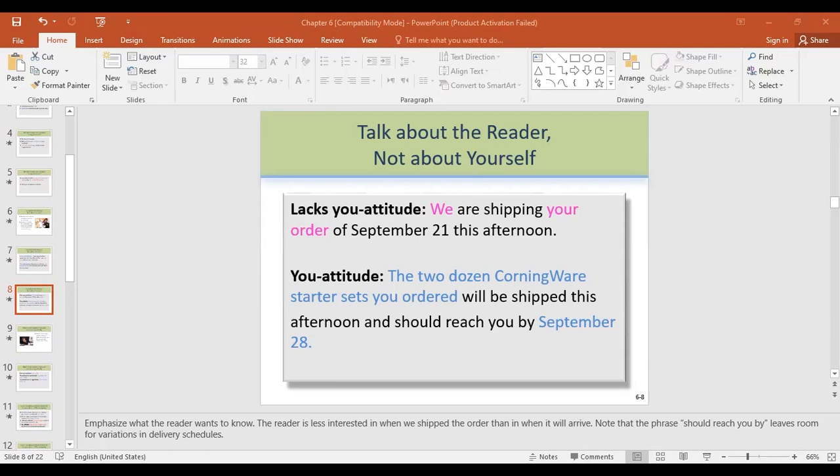So note that the phrase should reach you by leaves room for variation in delivery schedule. If you cannot be exact, give your reader the information you do have. For example, you can say, your shipment from California to Texas normally takes 3 days. If I have this accurate information, I'm gonna give it to the reader. But if I don't have any idea, I need to give the reader the name of the carrier, so the readers know whom to contact if the order doesn't arrive promptly.